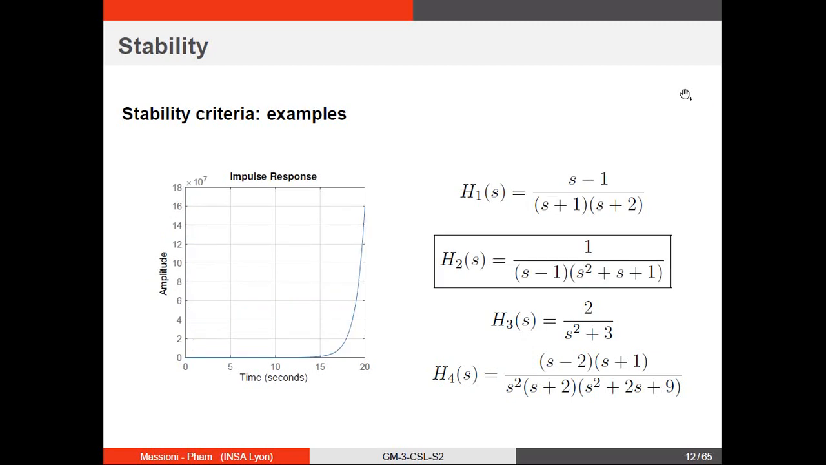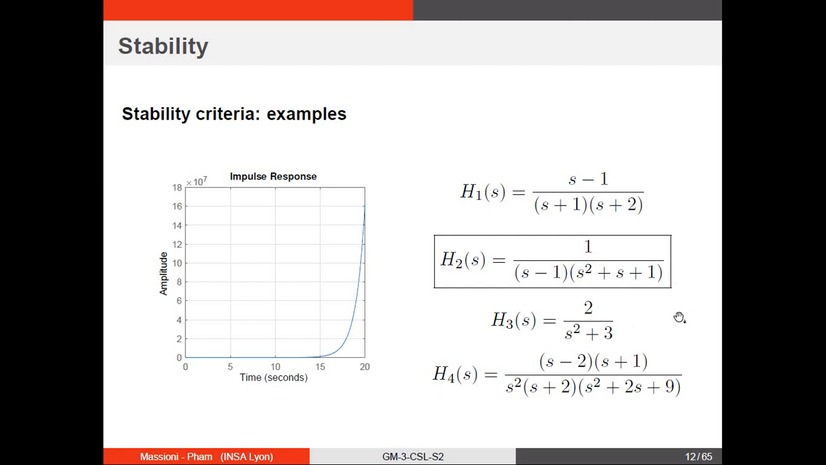Next one, well, I don't know what this one does, but I can see very clearly that here we have a positive pole, because we have 1. So we have an impulse response that goes to infinity exponentially. Actually, I can find out what this one does, but I want to stress that for being unstable, you just need one pole with a strictly positive real part. So I don't need to bother to look into this other part over here.